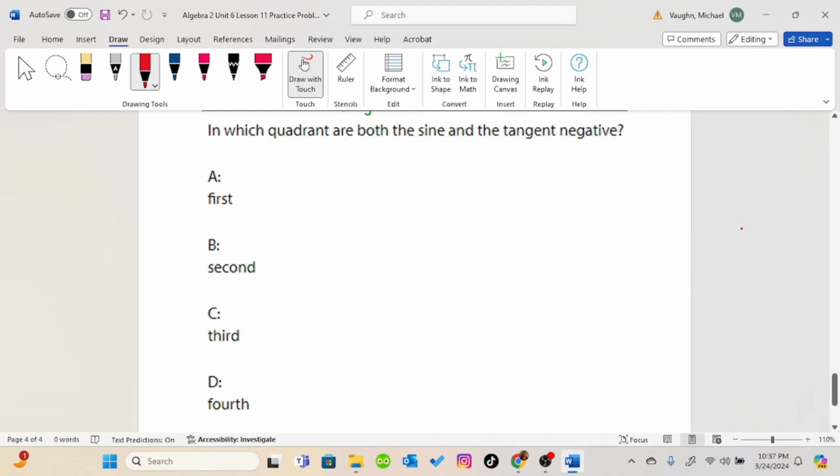Our final practice problem for lesson 11. In which quadrant are both the sine and the tangent negative? Well, sine equals the y value, and y is negative in Q3 and Q4.